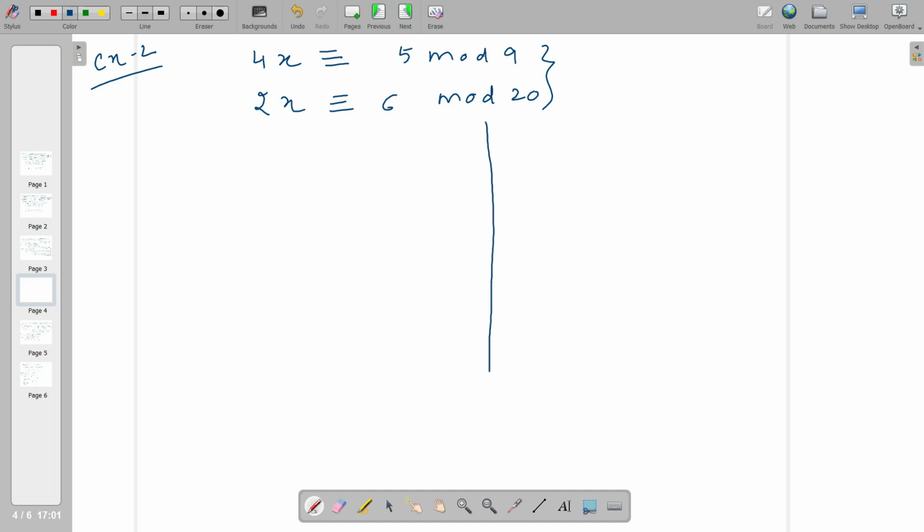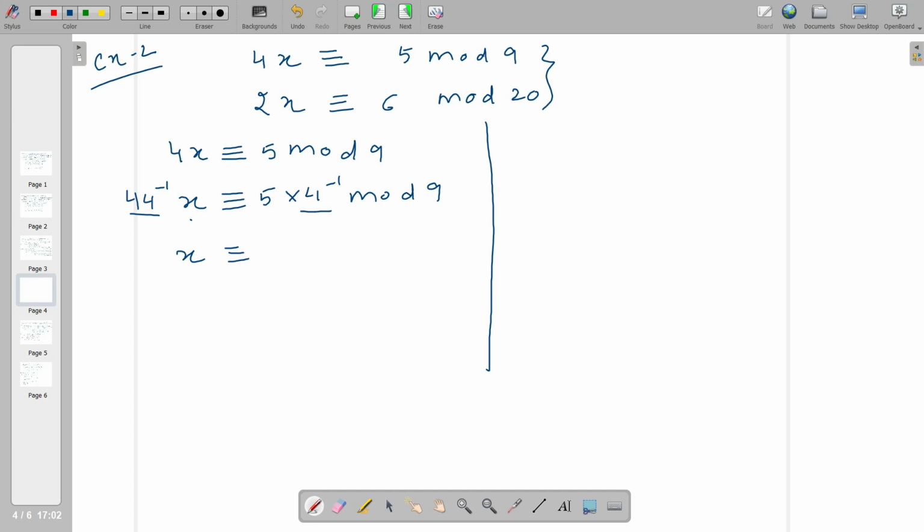So let's say we have two equations. First one is 4x is congruent to 5 mod 9. So if we multiply both these sides, for example, if I multiply 4 with 4 inverse, it's going to be 1 and x will be x. But we have to multiply it on both sides. So 4 into 4 inverse mod 9. So here we will be getting x, and we need to find 4 inverse. So 4 inverse mod 9 is going to be 7. So it will be 35 mod 9.